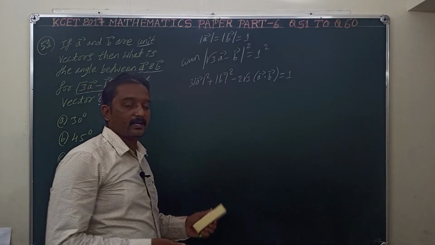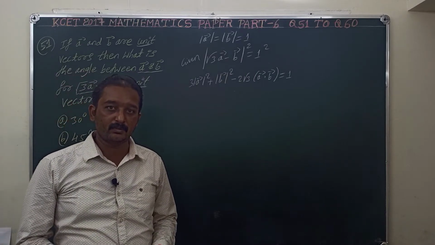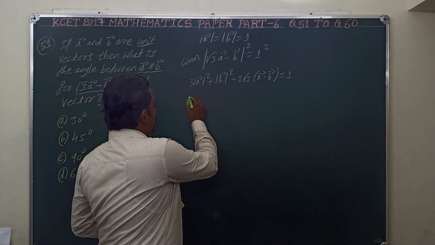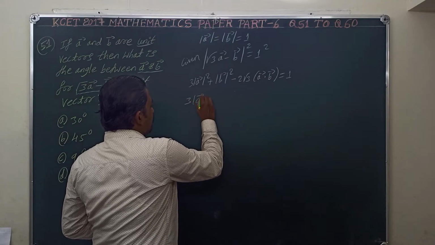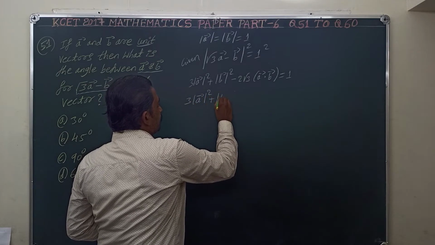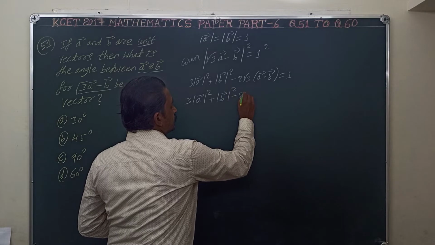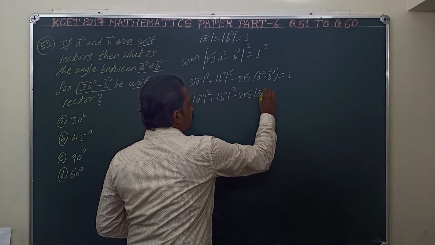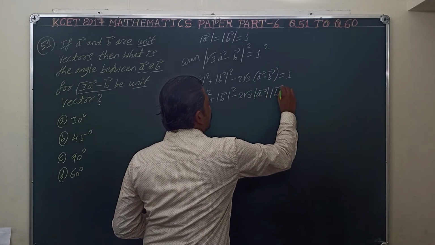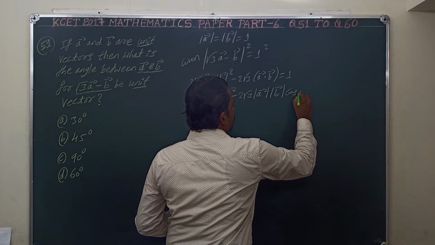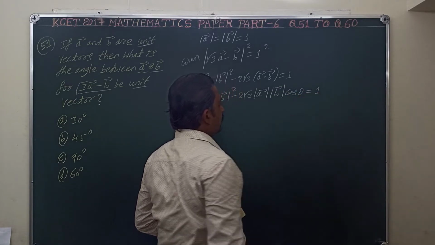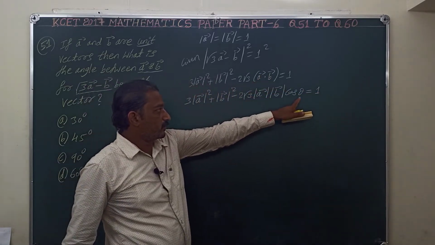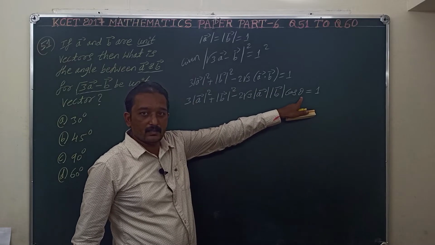We know that A dot B is magnitude of A into magnitude of B into cos theta. So now write down 3 into magnitude of A square plus magnitude of B square minus 2 root 3 into magnitude of A into magnitude of B into cos theta equal to 1. Here theta is the angle between A and B. We have to find this value theta.